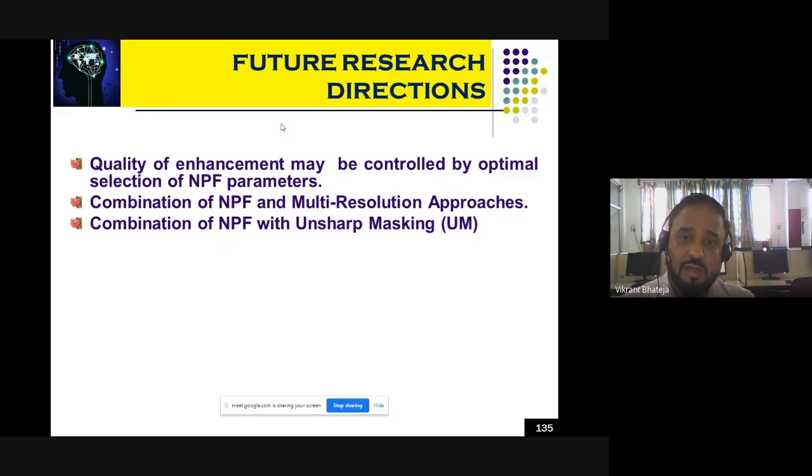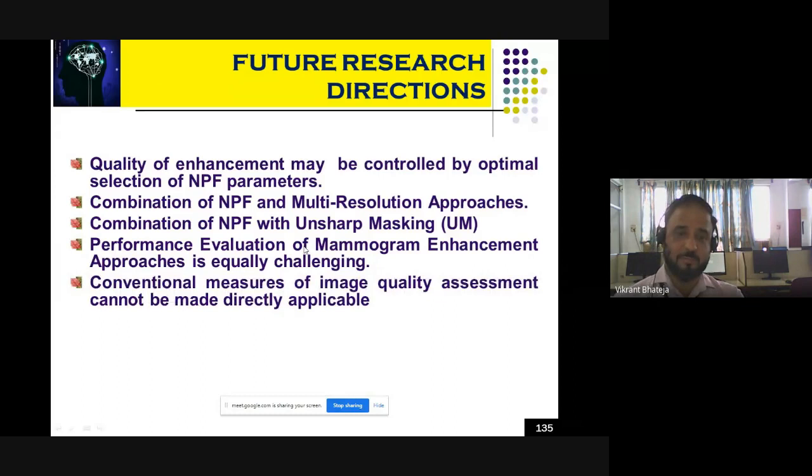Another way this could be used for further research is that this particular filter can be combined or used with other approaches like unsharp masking approaches or multi-resolution approaches like your wavelets and contourlets.